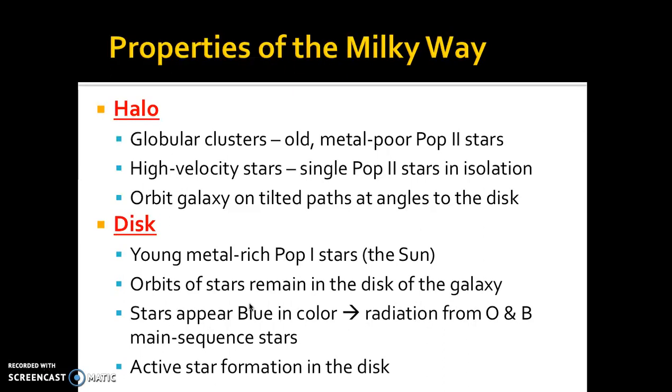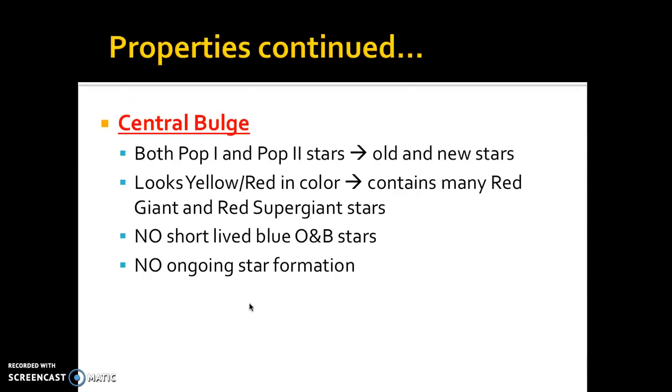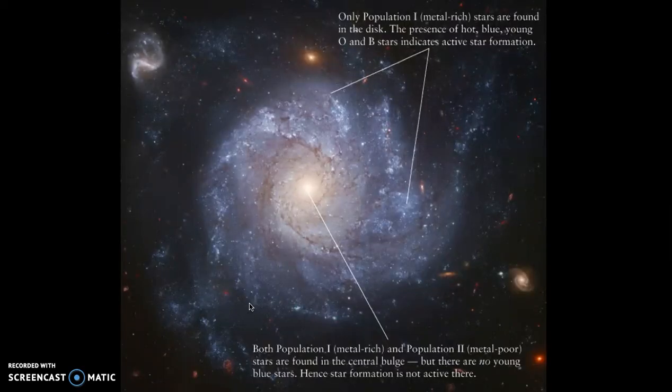There's a lot of active star formation happening within the disk. That central bulge contains a mixture of both population 1 and 2 stars, so both old and new. That's why it looks kind of yellowish or reddish in color compared to those blue spiral arms. We don't really see any short-lived blue O and B type stars, and not necessarily a ton of star formation going on. So let's take a look at a galaxy similar to ours and what this looks like.